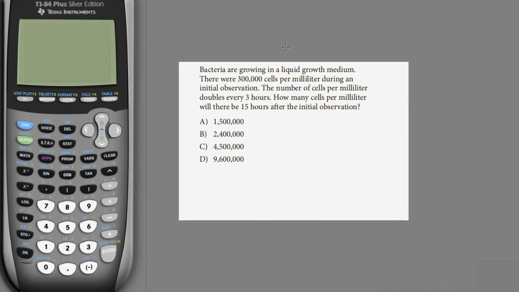In this video we're going to learn how to solve this math question using the calculator. Alright, so let's solve it together. The question says: bacteria are growing in a liquid growth medium. There were 300,000 cells per milliliter during an initial observation. The number of cells per milliliter doubles every 3 hours. How many cells per milliliter will there be 15 hours after the initial observation?